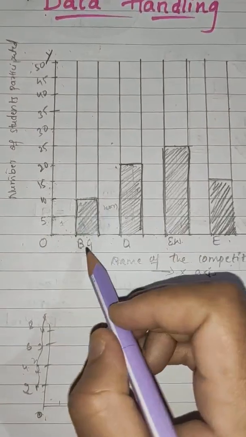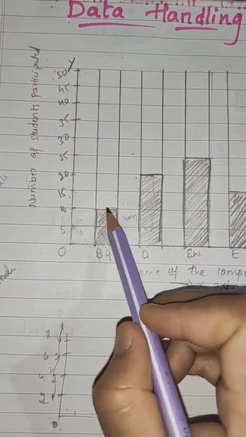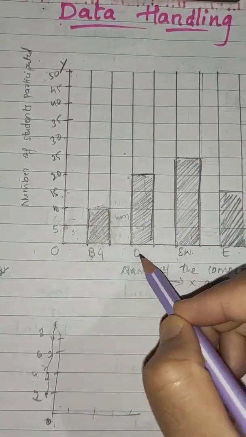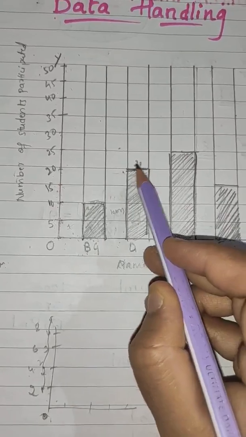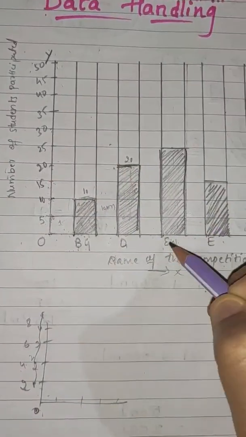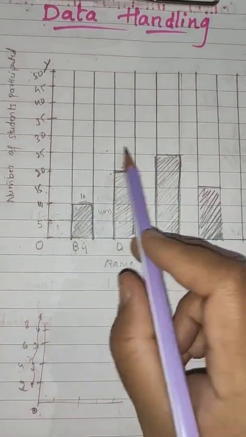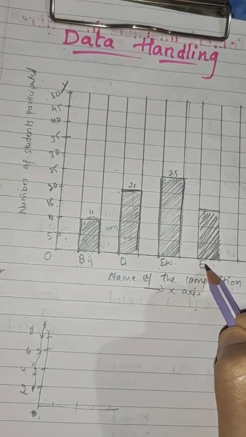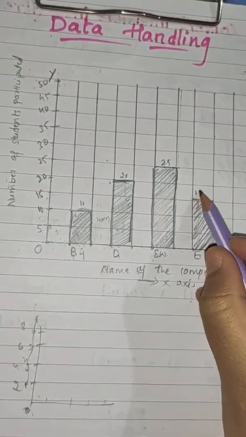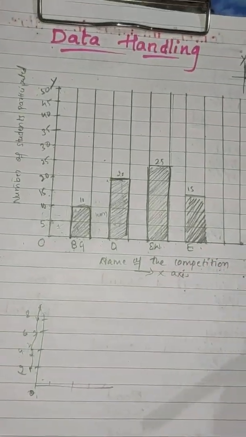Now you can easily see that in the Bhavagiti, 10 students have participated. Here's a 10. Next, in the debate, how many students have participated? Here's a 20. 20 students. This is 10, 20, and here in the essay writing, how many students have participated? Here it is 25, till 25. So 25. Here, how many students have participated in the allocation? There are 15. So 15. Here you can see. Isn't it? So this is called the bar graph.